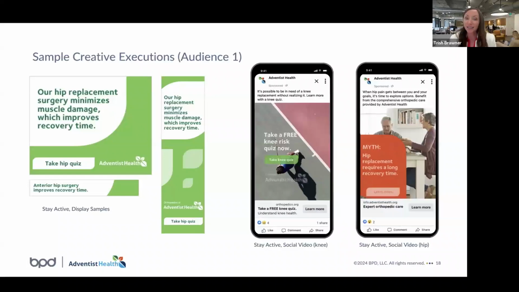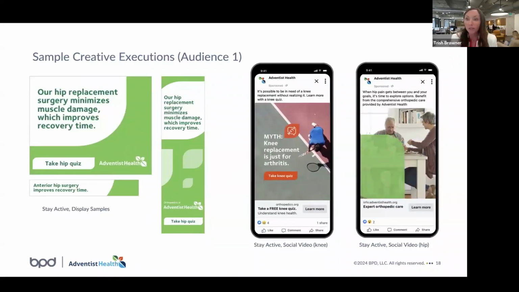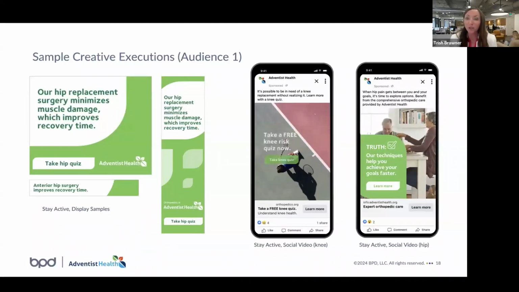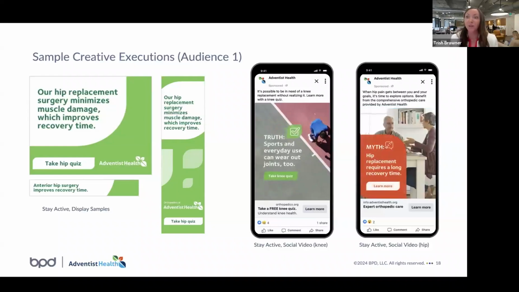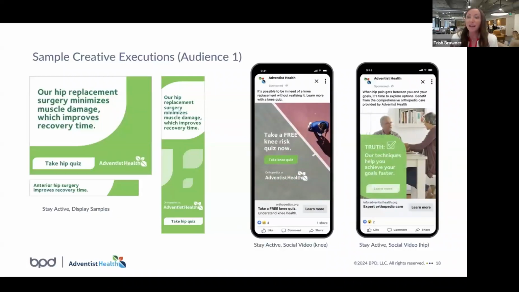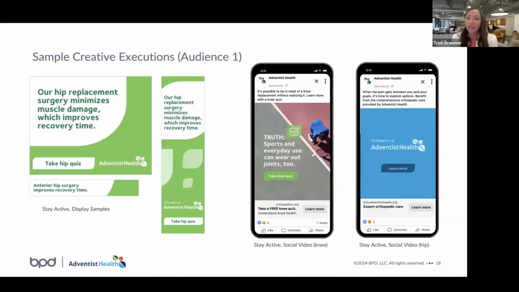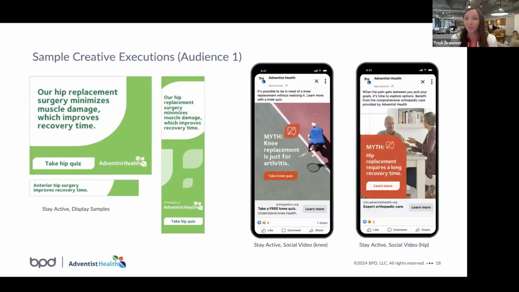On the right side of the screen, we've got a couple of social examples. The one in the middle is talking about knee replacements. You can see we're doing that myth versus fact approach, really helping this audience understand that knee replacements aren't just for those who have arthritis. We know these folks are active, and they might be in need of something like this as well. On the right side, we're talking about hip pain, again really focused on the recovery time that people might be fearful of, because they just want to stay active and keep living their lives.